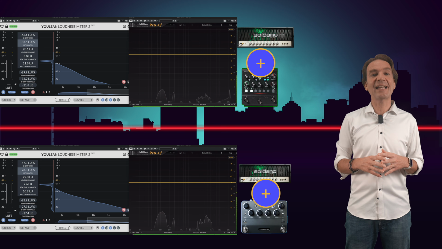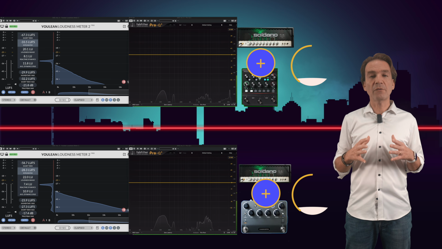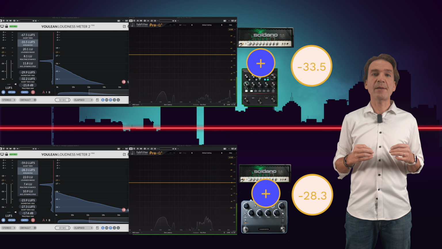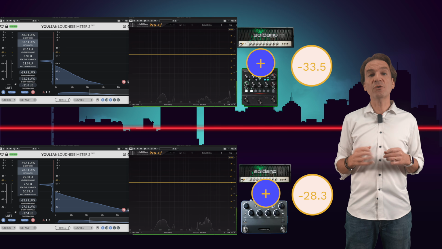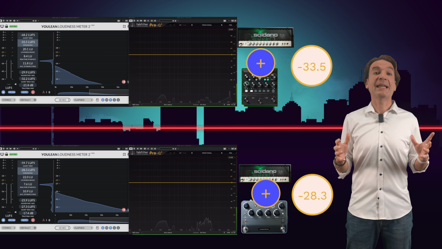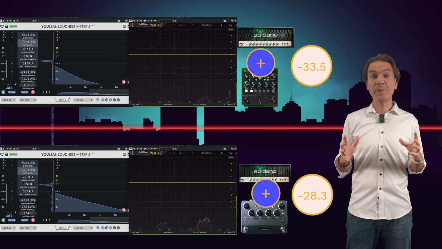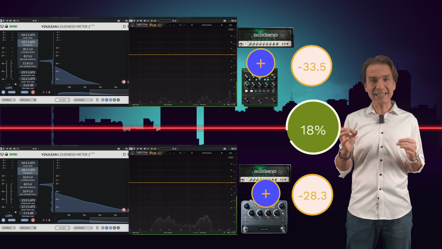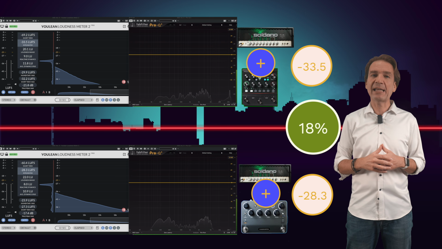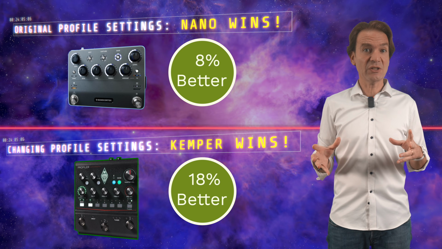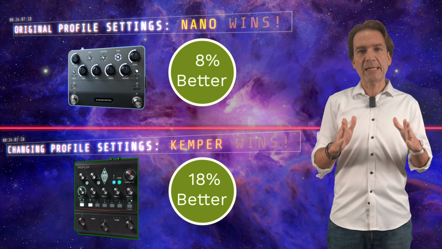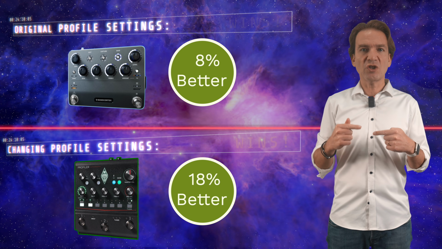Well, these are the results I have obtained. Kemper with half the volume and treble versus real amp, minus 33.5 LUFS. Nano Cortex minus 28.3. So, Kemper basically improves its performances where Nano Cortex is getting worse. Overall, the Kemper here becomes around 18% better than the Nano. And this is a pretty big difference. Very interesting results, I think. Nano Cortex better in pure amp profiles, but Kemper better when we change the profile settings.